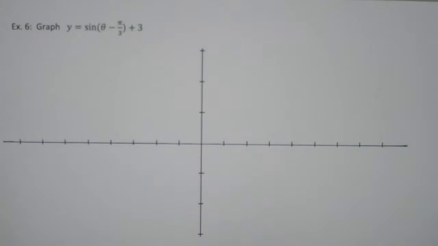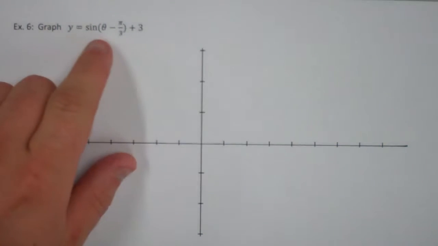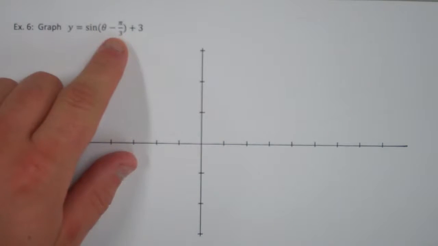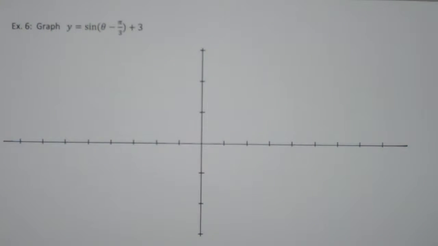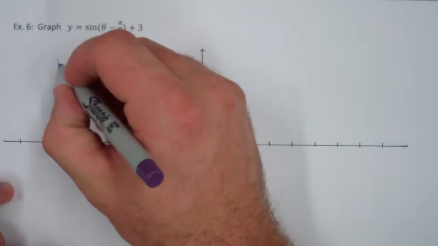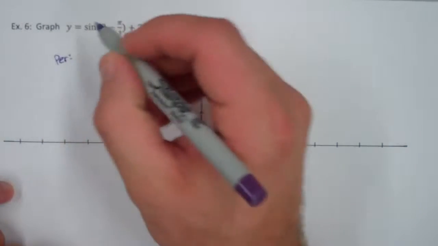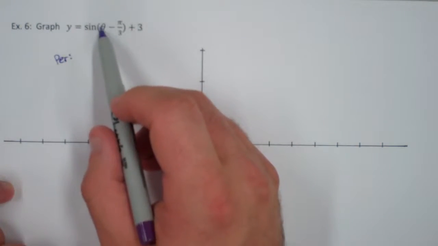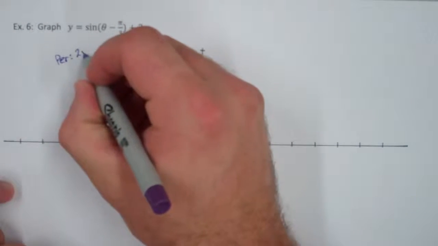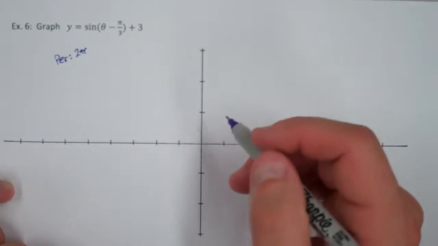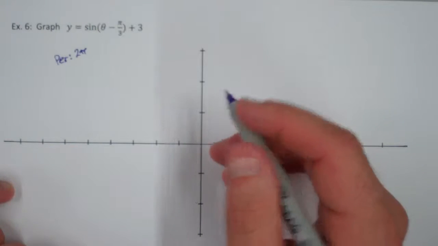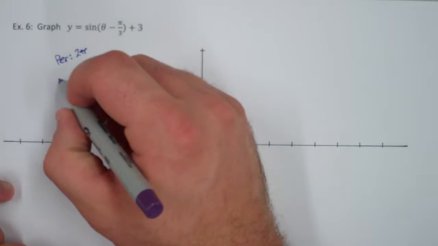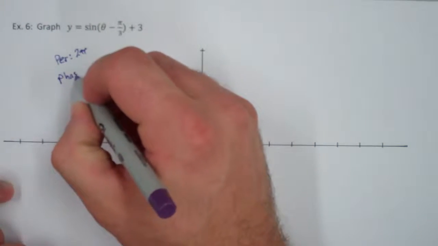In example 6, we need to graph y is equal to the sine of (theta minus pi over 3), and then plus 3. So let's figure out what the period is first. The period of this is going to be 2 pi over k. K is 1, so this will just be 2 pi, like our normal sine or cosine curves, our parent functions. We need to do the phase shift.